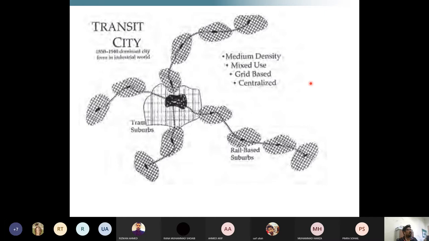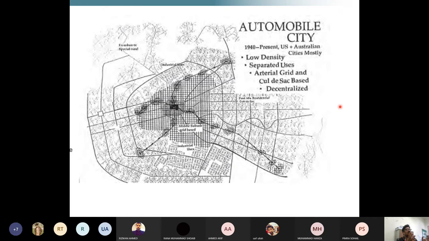And currently we are in the automobile era, in the US and predominantly Australian cities. These are low density, with diverse and separated land uses, a defined grid pattern, cul-de-sacs, and decentralized CBDs, decentralized central business districts spread all over the city. The city now shapes more haphazardly as compared to a definite city which was controlled by transit.